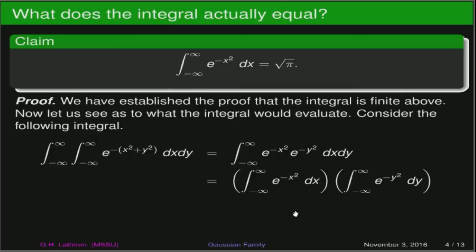And because those are the product of two functions, we can separate them out of our double integral. And so we have the integral from minus infinity to infinity of e to the minus x squared, and the integral from minus infinity to infinity of e to the minus y squared. Now those are, for all intents and purposes, the same integral, because our variable of integration really doesn't matter. And so integrating over the whole plane just gives us the square of the integral over the entire real line.